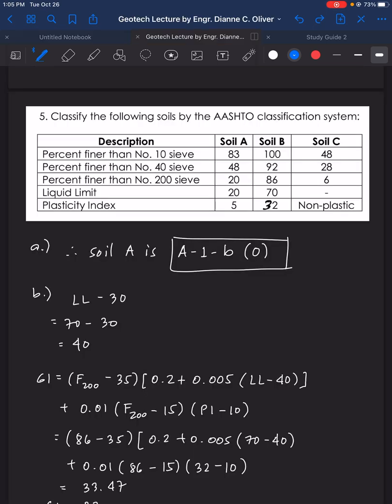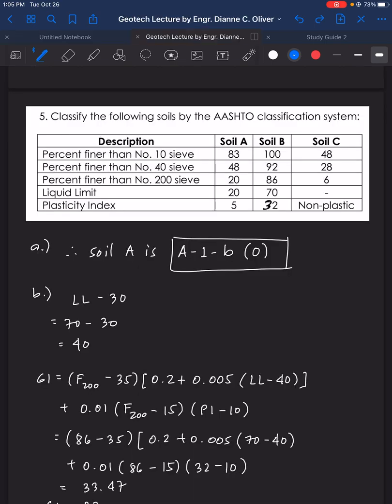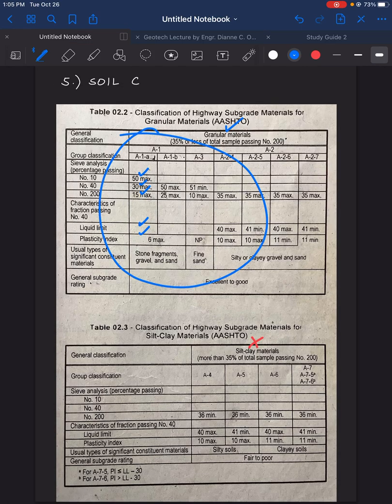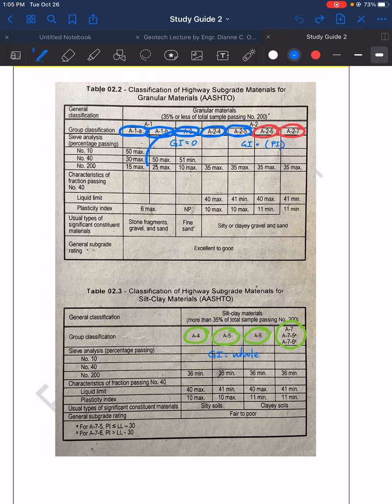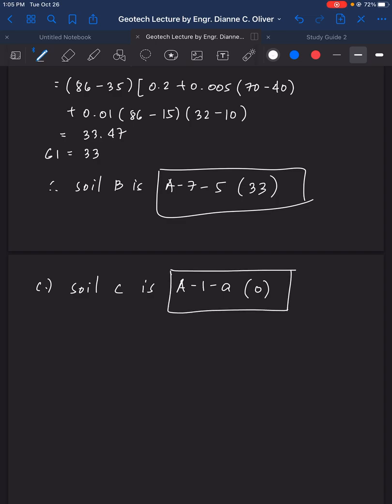Now let's go to the liquid limit and plasticity index. This is non-plastic, therefore it fits this criteria. So therefore our soil C is, and also take note that it's in this portion here. So in our study guide, that is GI is equal to 0. Okay, so that's how fast you solve for soil C. Soil C is A-1-a parenthesis 0. So that's for soil C.